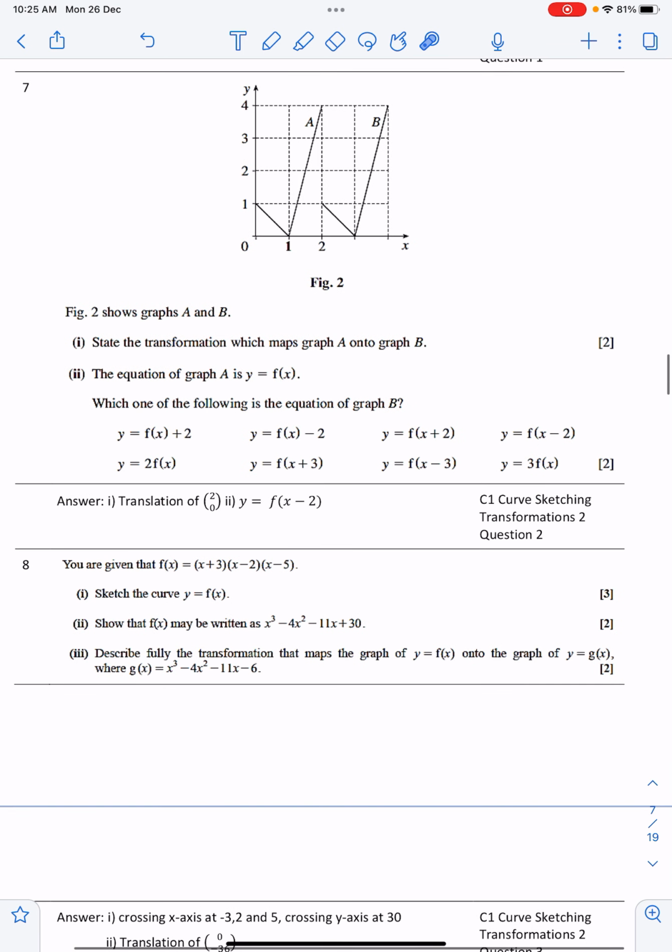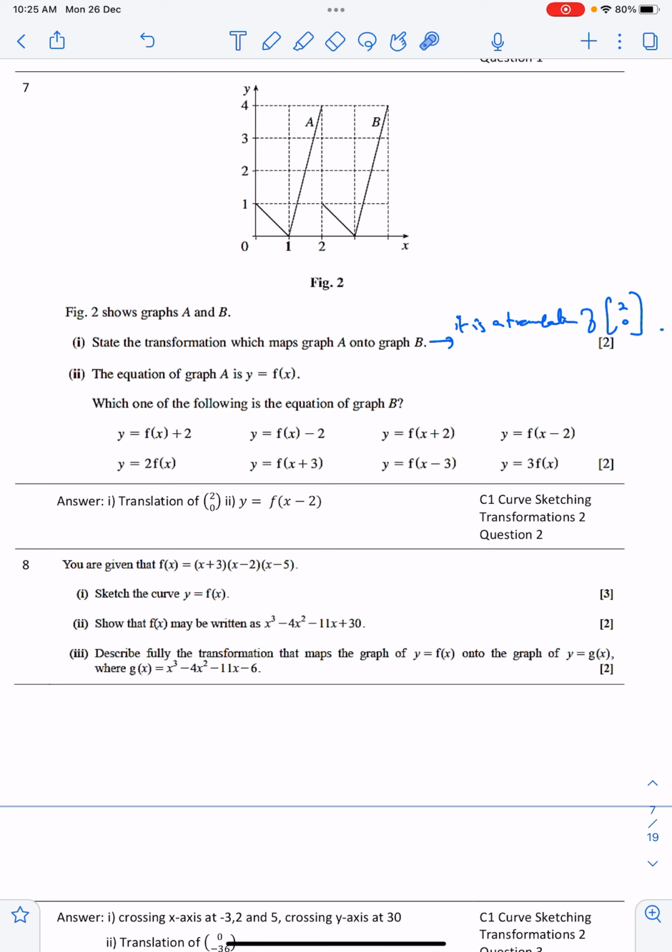Okay, moving on to question number 7, where it says figure 2 shows graph A and B. State the transformation which maps graph A onto graph B. If you notice, graph A is simply translated from here to here, that means 2 units onto the right. The graph has shifted 2 units onto the right. So you can say it's a translation by the vector (2, 0), 2 units onto the right.